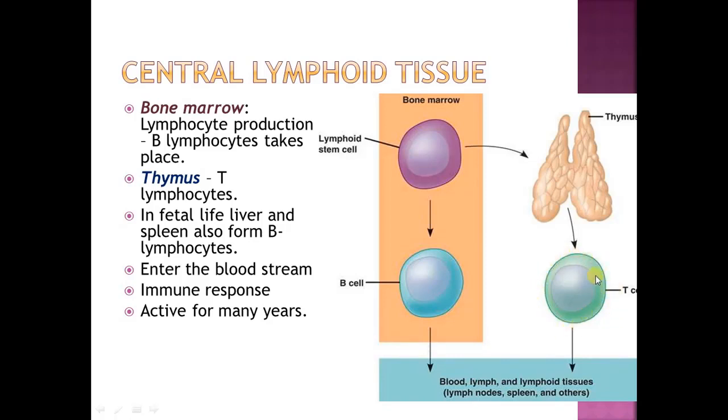So these T lymphocytes perform many functions. They are also involved in lymphopoiesis, production of lymphocytes. They can actually modify the action of these B lymphocytes. And about 80% of the lymphocytes in our blood are T lymphocytes.